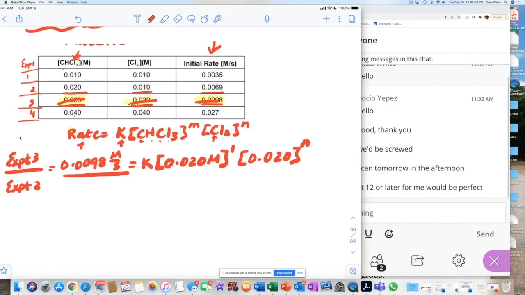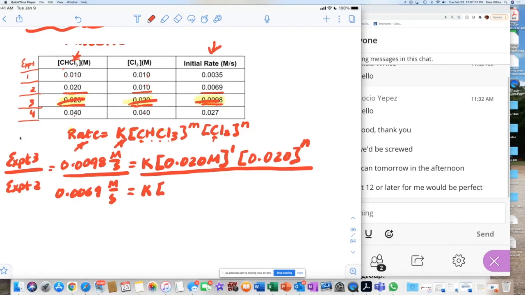Now do the same thing for experiment two. Let's look at the second order, right? Let me make sure I've covered all the things that we need to know. Oh, I've forgotten the units. We have to know the units. So I'm done with this. So finally, this is done.